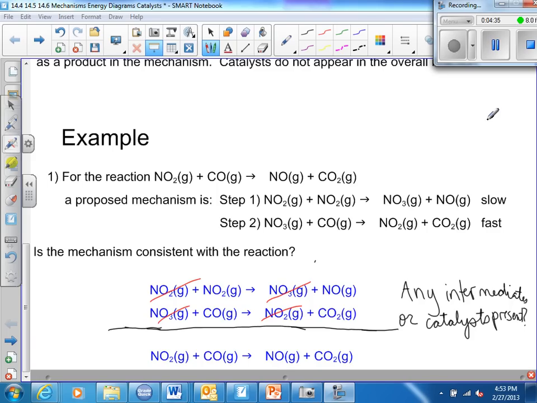Because an NO2 cancels out with an NO2, and an NO3 cancels out with an NO3. Now this NO2 is not an intermediate or a catalyst. It was a reactant, so it's just a reactant particle that gets used up and later produced, but it is in the overall reaction, so it's not a catalyst or an intermediate. Now, as for catalysts or intermediates present, let's see. This right here gets produced and then used. Therefore, NO3 is an intermediate.